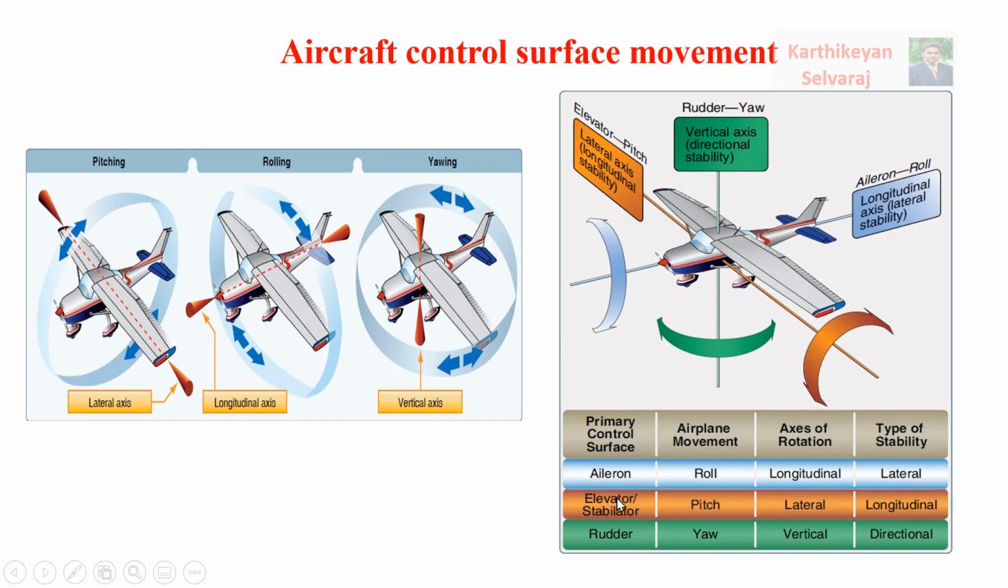It will be controlled by the elevator. Similarly, the stability basis will be helpful for understanding longitudinal stability. And again the rudder works based on the vertical axis. When the vertical axis rotates, yawing movements will automatically happen. Then from the stability point of view, directional stability will be achieved.